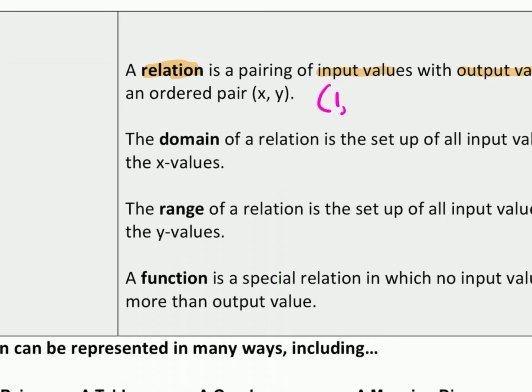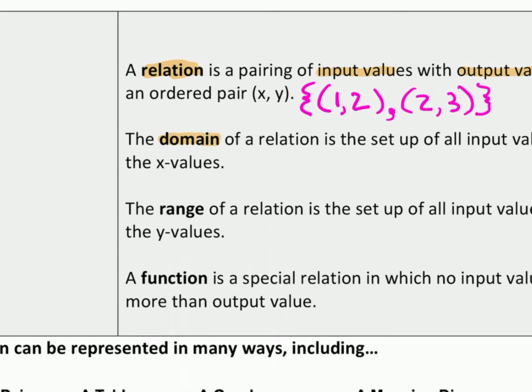So a relation is a pairing of input values with output values. A lot of times it can be represented as an ordered pair where you have your x value getting input and then your y value is where that gets sent as your output. Relations often have multiple ordered pairs, and notation-wise they should be contained and grouped with these squiggly braces.